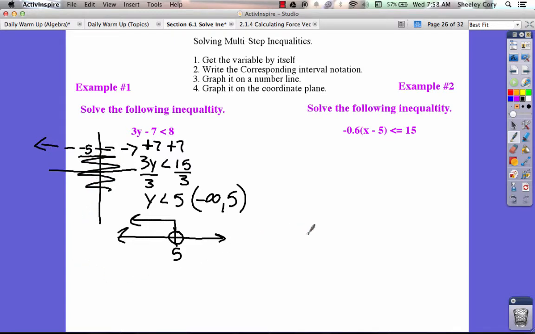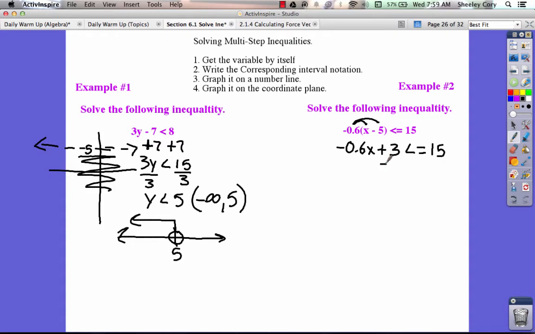Now let's look at the second problem. In this one we've got a decimal. Nothing's going to change though. We're going to do the exact same thing. So negative 0.6, we've got to distribute inside. So we're going to distribute to each term here. That gives you negative 0.6x. Negative times a negative is a positive. 0.6 times 5, you plug that in your calculator, that would give you a 3. Less than or equal to 15.